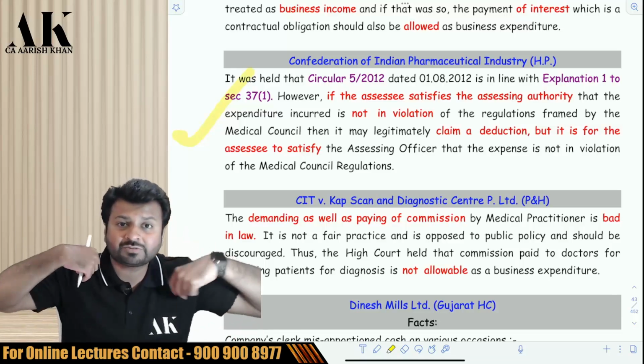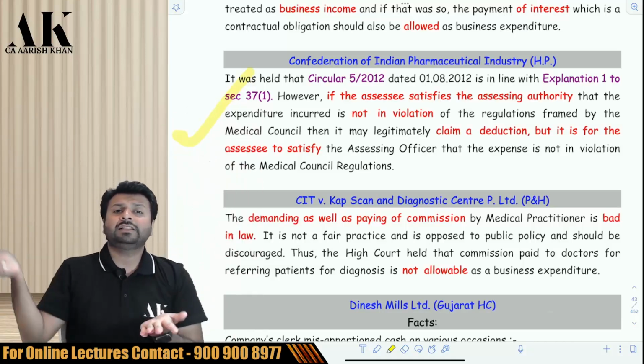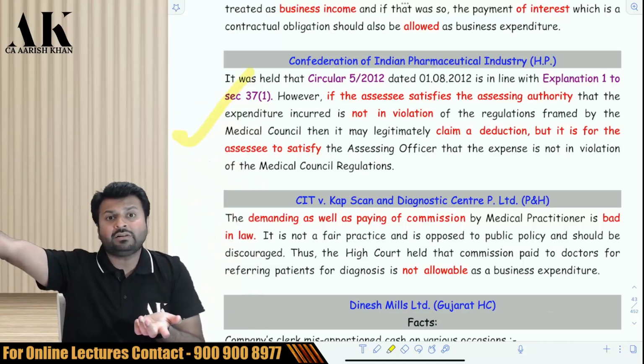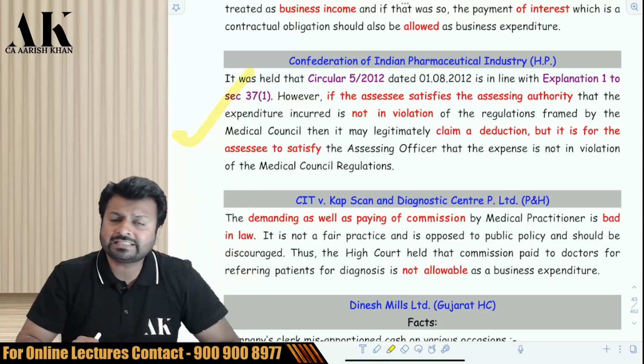The High Court is putting back the responsibility on the government of India and on the assessee, that they will prove. They have to prove whether the expenditure which is incurred is violating Medical Council regulation. If it is violating, then disallow. If it is not violating, then allow.